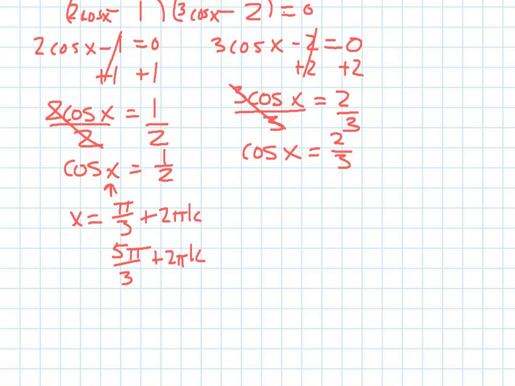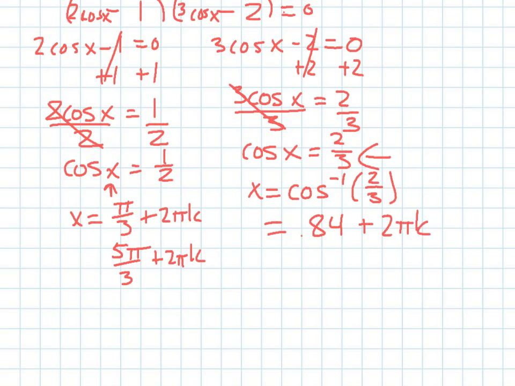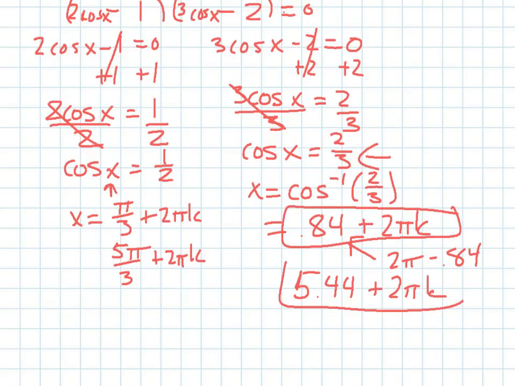Okay. Here, this one's not on the unit circle, so I need to do the inverse for the first one to help me out. So doing the inverse gives me 0.84. That would be plus 2 pi k as well. Now, I need to find the other one, which is in the fourth quadrant as well. So I need to take 2 pi minus 0.84, which would also get me 5.44, and that would be plus 2 pi k. So I have 1, 2, 3, 4 answers.